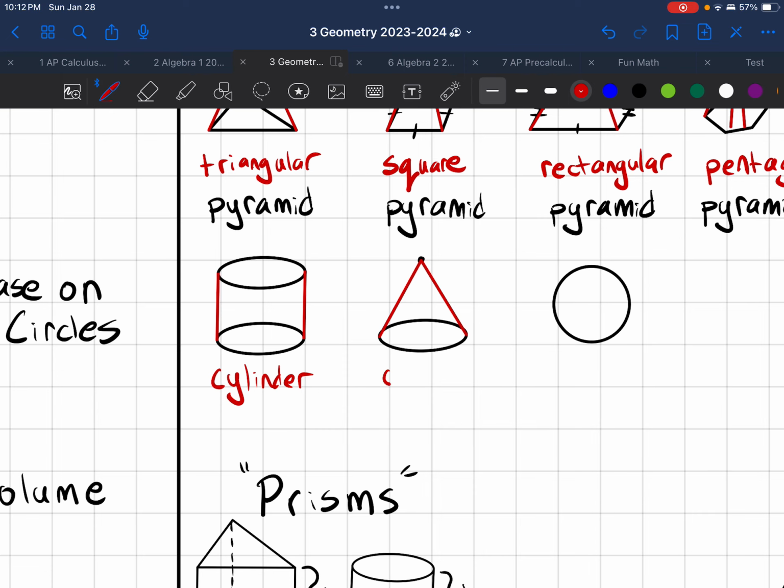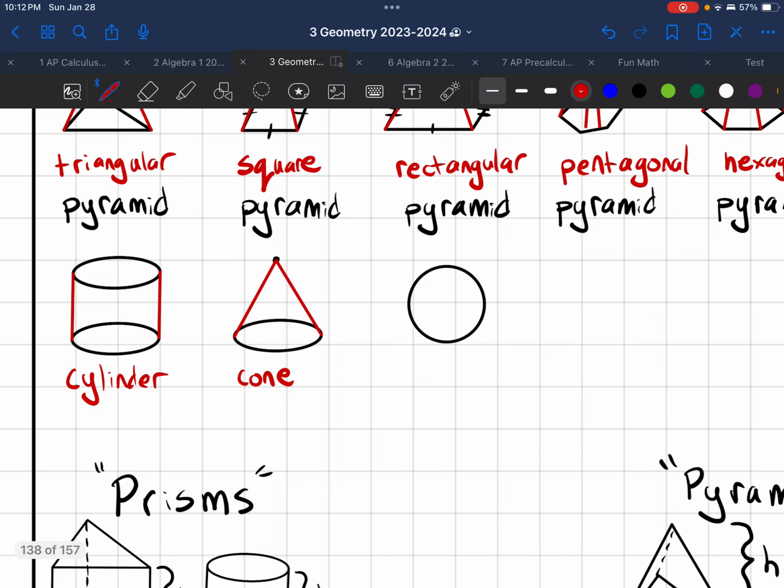This one is called a cone, like an ice cream cone, right? Or traffic cone, perhaps. And then this one is a sphere.